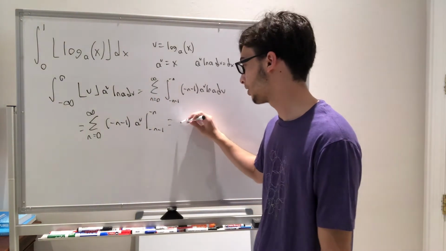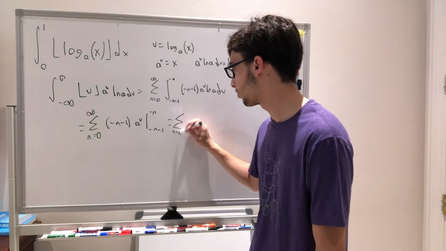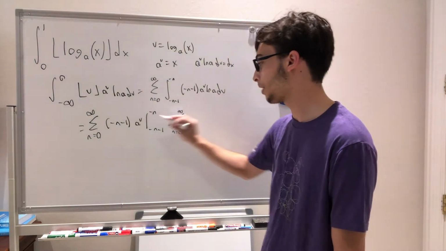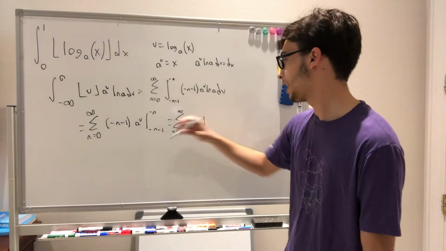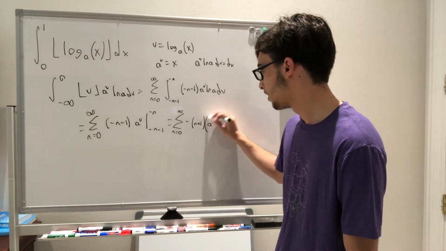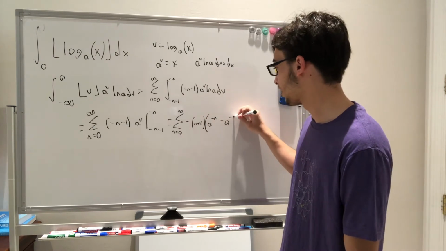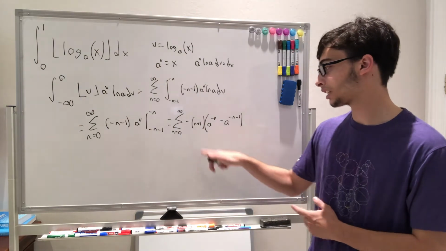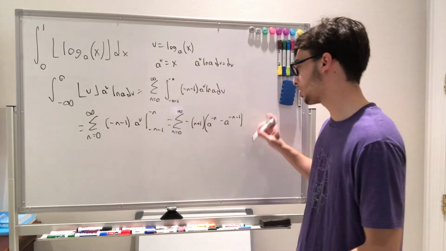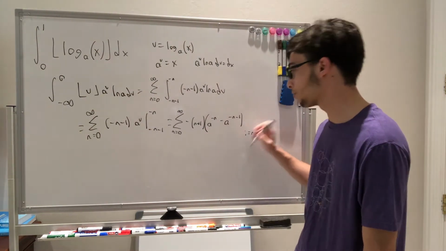So plugging in our bounds, we have the sum from n equals 0 to infinity of negative, I'm going to factor out the negative, so you have negative n plus 1 times a to the negative n minus a to the negative n minus 1. Now how do we proceed? Well, I want to change the index so we can get rid of this n plus 1. So I'm going to just set i equal to n plus 1 and then re-index this.